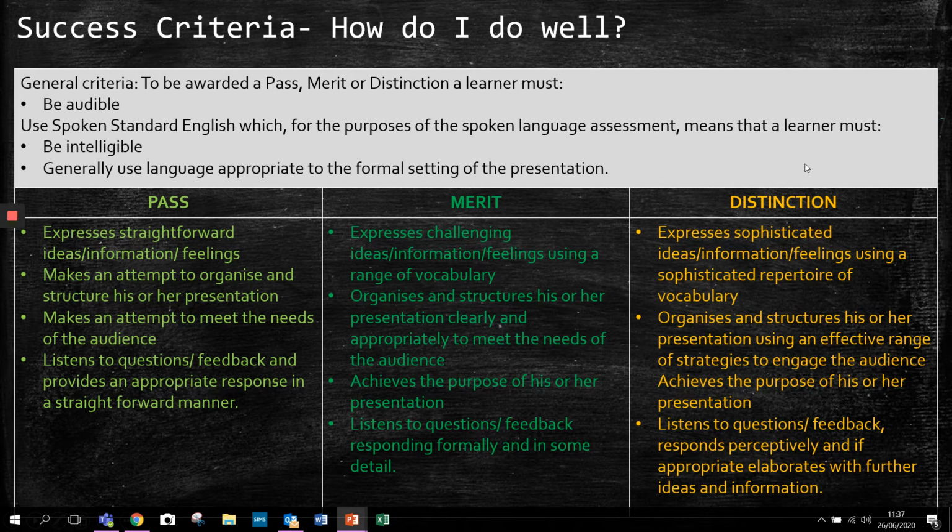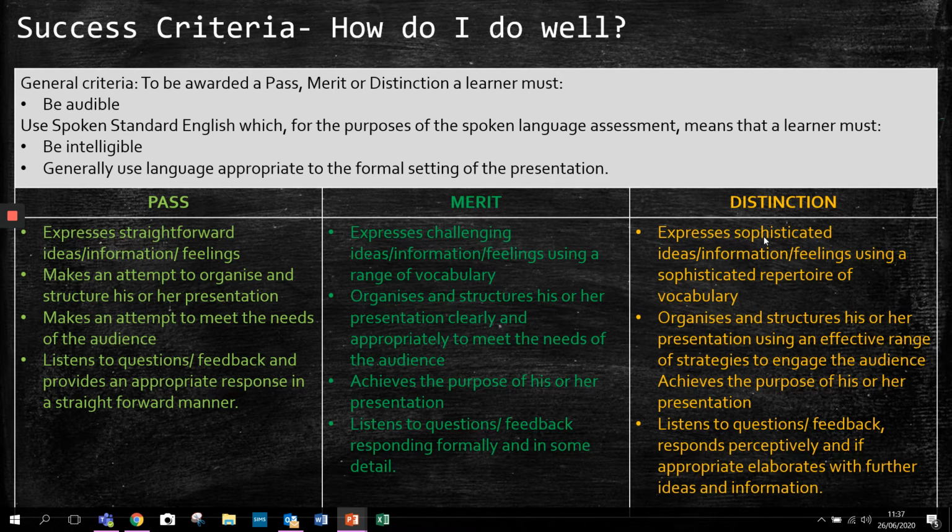Sophisticated ideas, information, feelings, using a sophisticated repertoire of vocabulary. This is about passion, okay? Talking about something that truly interests you, that pushes you to the point of, I have done my absolute best to make this amazing. Organizes and structures his or her presentation using an effective range of strategies to engage the audience and achieves the purpose of his or her presentation.